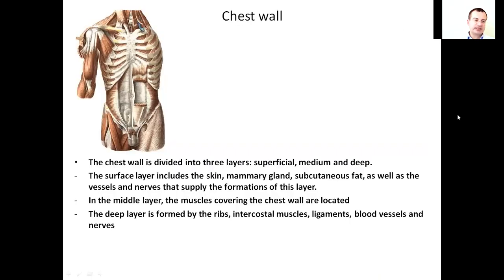The chest wall is divided into three layers: superficial, medium, and deep. The surface layer includes the skin, mammary gland, subcutaneous fat, as well as the vessels and nerves that supply the formation of these layers. In the middle layer, the muscles covering the chest wall are located. The deep layer is formed by the ribs, intercostal muscles, ligaments, blood vessels, and nerves.